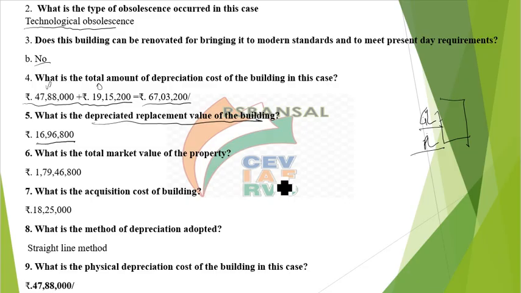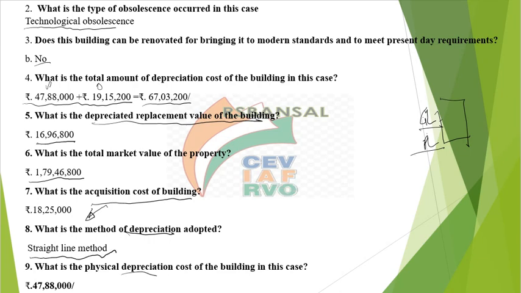What is the total market value? You have calculated 1 crore 79 lakh 46,800. What is the acquisition cost of the building? It is given to you, 18 lakh 25,000. Which method have you used for depreciation? You have used the straight line method for depreciation.